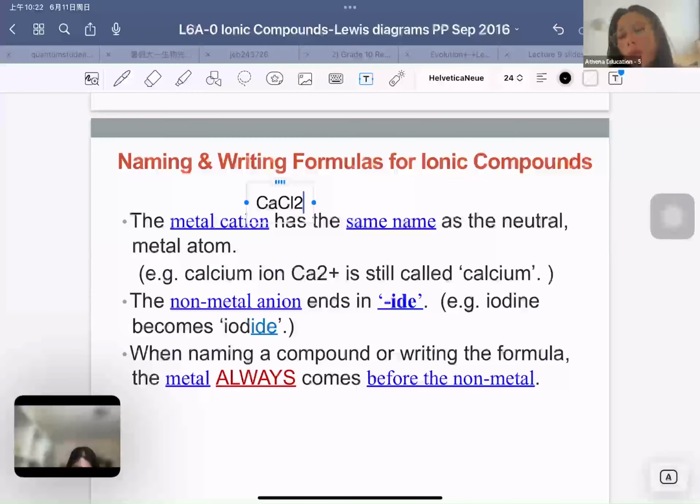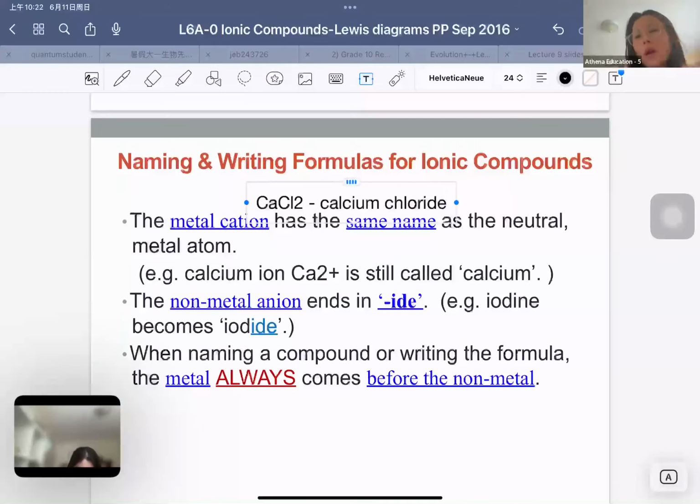And the nonmetal anion ends with IDE. No matter what the original letters are, the last letters become IDE. So for example, iodine becomes iodide, and chlorine becomes chloride. So here, the one I put on top is calcium. Calcium chloride.